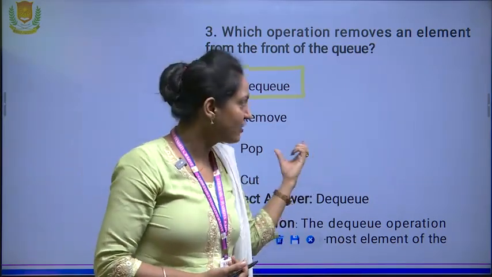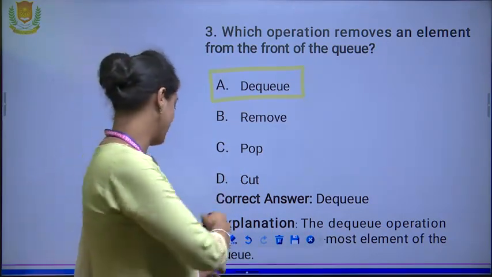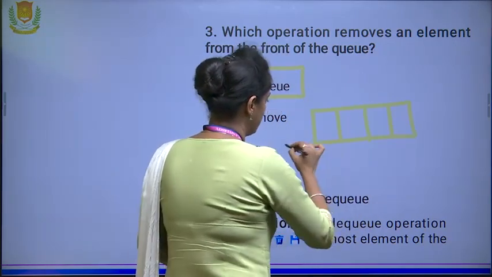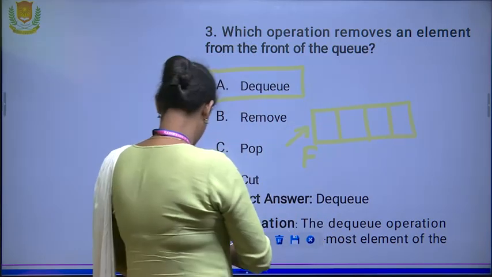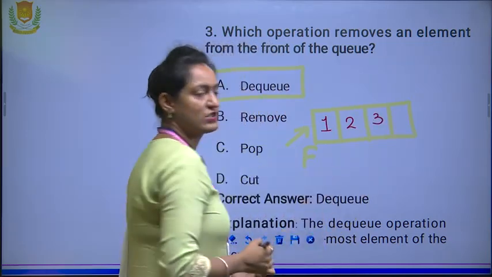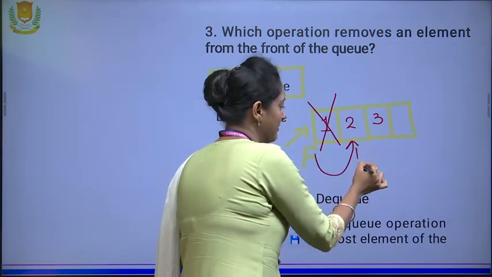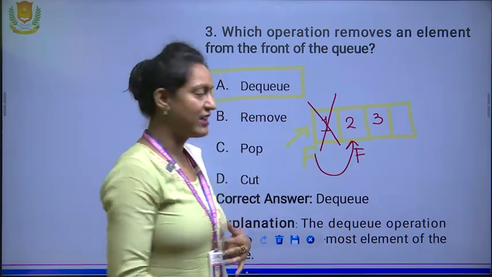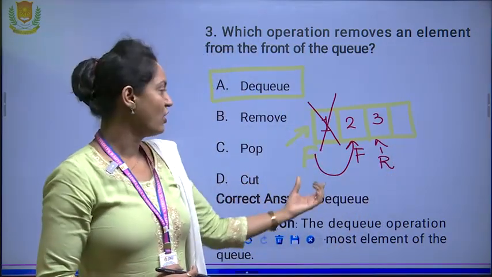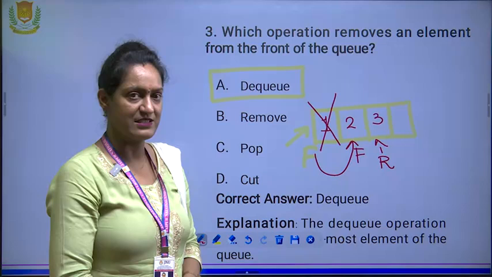Now, again a question of understanding from where we are deleting that particular element. So we are deleting that particular element from the front. So this is the front of my queue, right? Here we have some elements, and if I want to delete, from here I can delete my element and my front is incremented by 1. And where is the rear? Rear is pointing here, the other end of the queue, right? So option A is the correct answer.